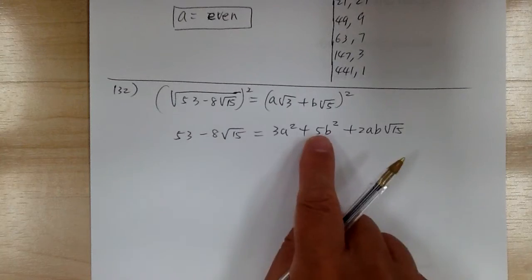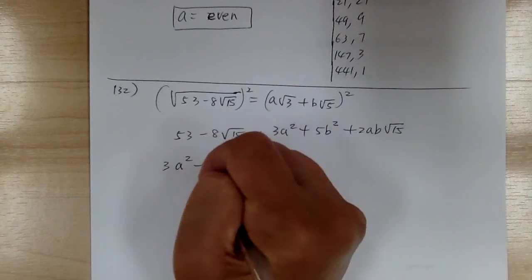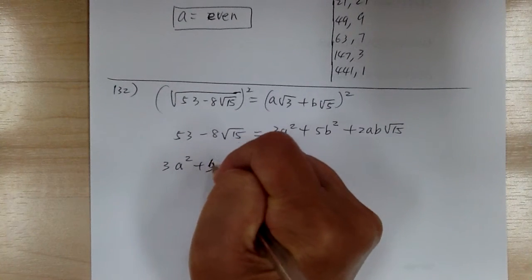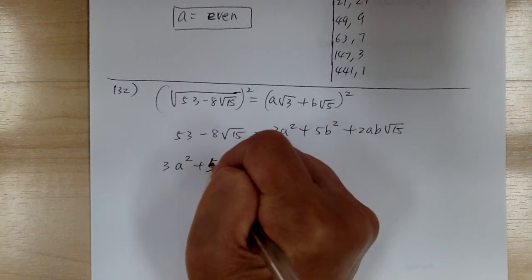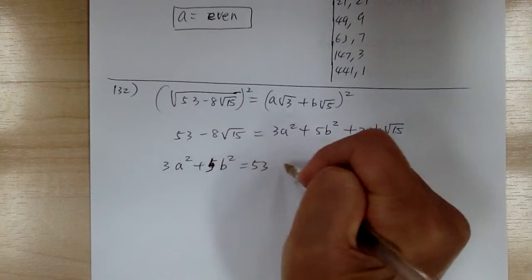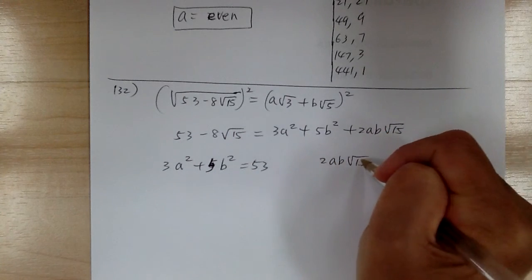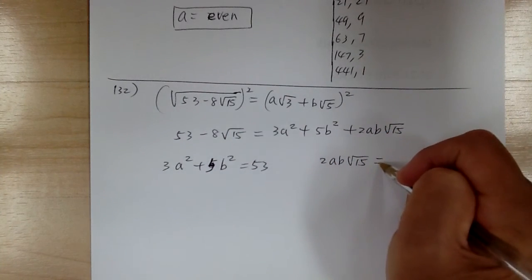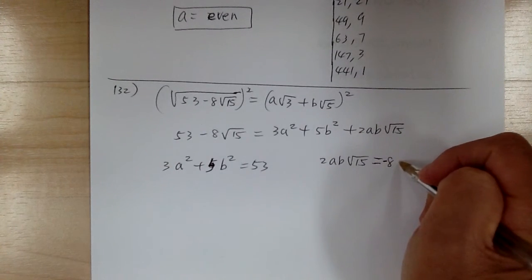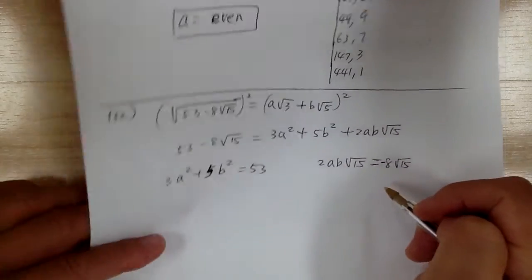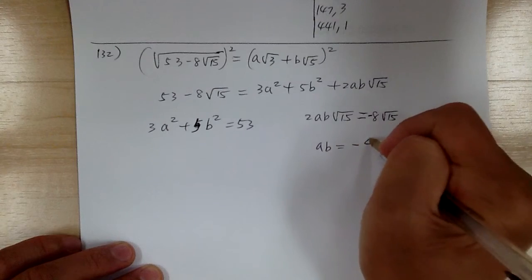Matching the integer part with the integer part, you get 3a squared plus 5b squared equal to 53. And then 2ab square root of 15 equal to negative 8 square root of 15. Watch out for the sign. So divide by 2 square root of 15, and you got ab equal to negative 4.